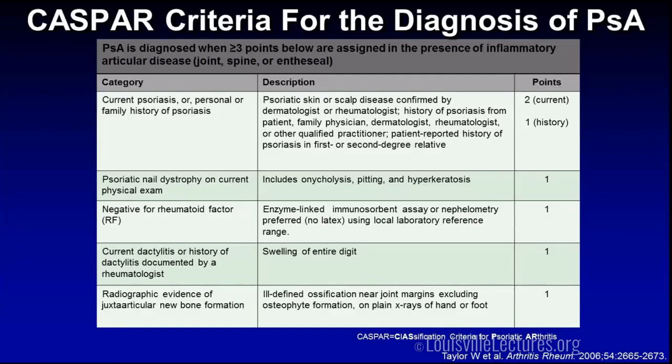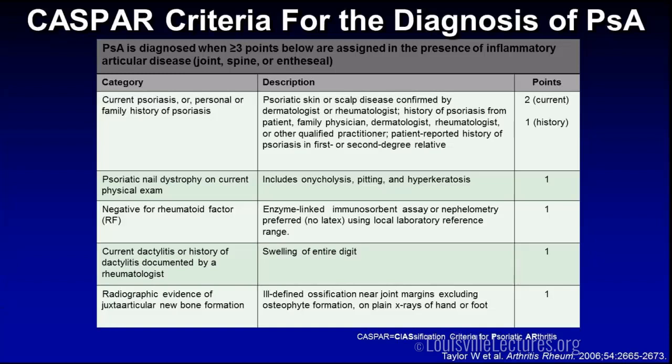And although there are no universally accepted criteria, the most up-to-date accepted criteria are the CASPAR criteria, the classification criteria for psoriatic arthritis. And it's at least worth being knowledgeable about these criteria. These are the criteria that are used to include or exclude patients in really all of the current psoriatic arthritis clinical trials that are ongoing or that have been done. And in the CASPAR criteria, you first have to establish that a patient has an inflammatory arthritis. And if you're confident about that, then you assess for the presence of a number of clinical factors.